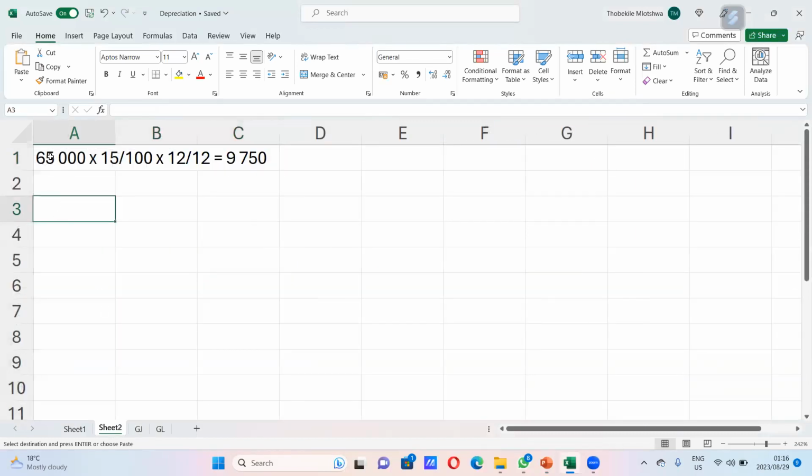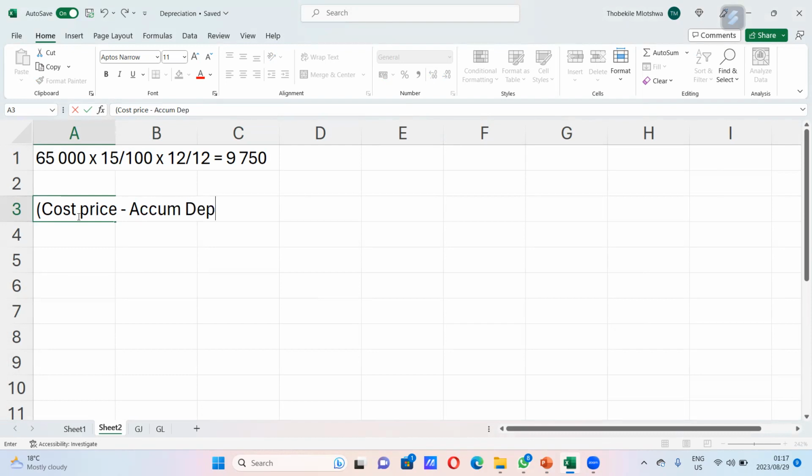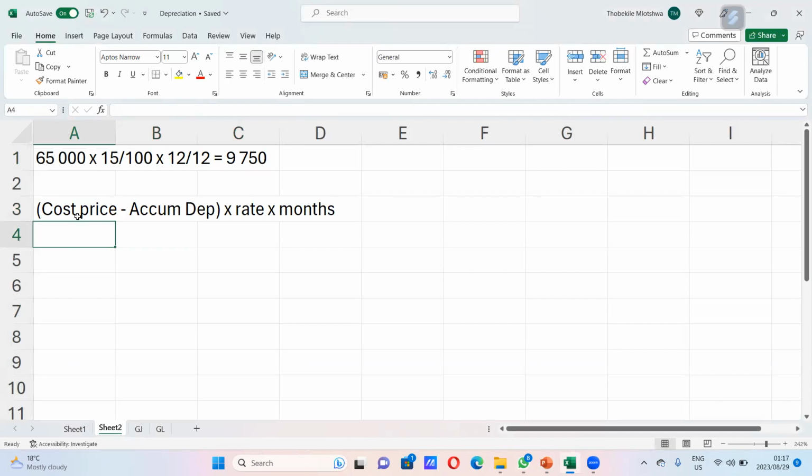The first method was cost price times rate times the months. This one now is cost price minus, that's the difference, accumulated depreciation. Remember that. Then the rest is the same: times rate times number of months. This is what you do with the second method, the diminishing balance method.